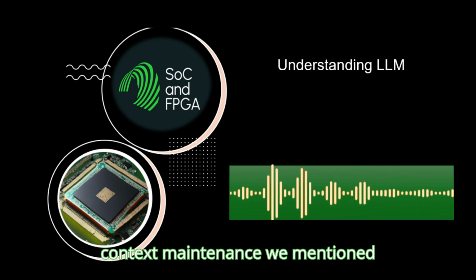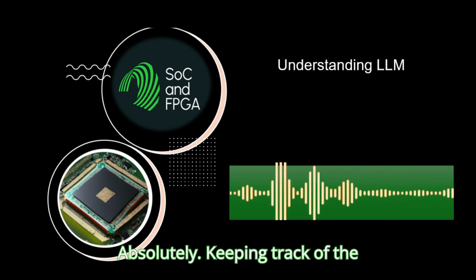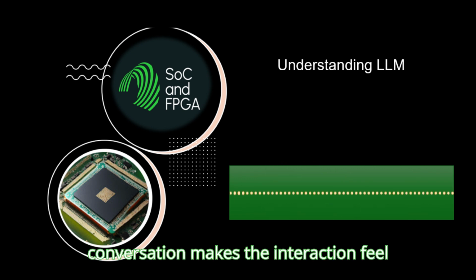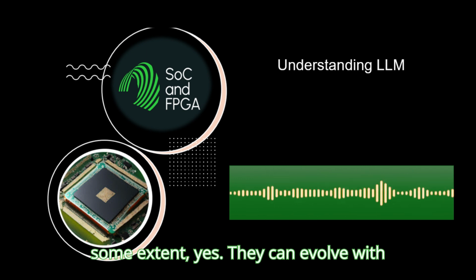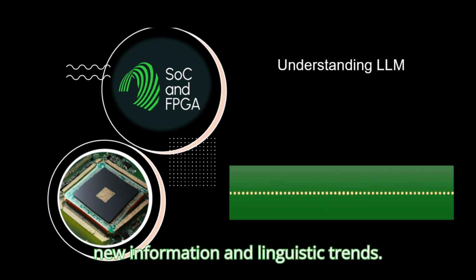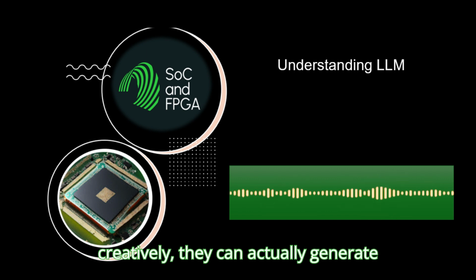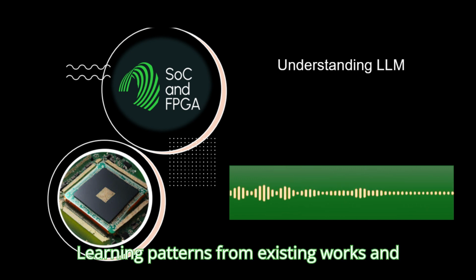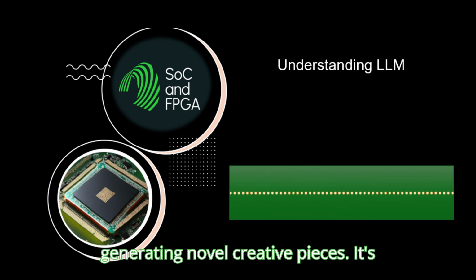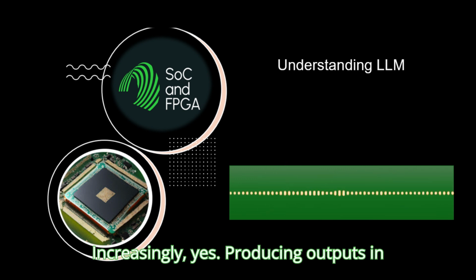And that context maintenance we mentioned, essential for chatbots, right? Absolutely. Keeping track of the conversation makes the interaction feel much more natural. They also learn adaptively. They can stay current. To some extent, yes. They can evolve with new information and linguistic trends. They don't become instantly obsolete. And creatively. They can actually generate new stuff, stories, music. They can, learning patterns from existing works and generating novel creative pieces. It's fascinating. And it's going beyond text now, too, multimodal generation. Increasingly, yes.